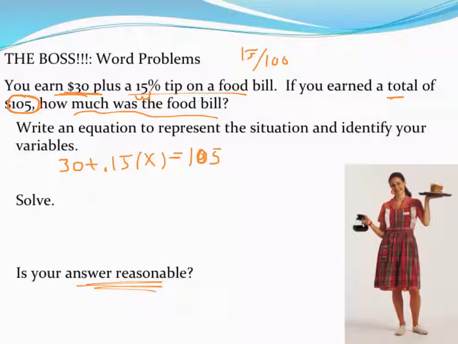So from there, let's go ahead and solve it. I'll subtract 30 from both sides. So 0.15x, which is our food bill, needs to be equal to 75. Divide both sides by 0.15 and we end up with an x value of 500.